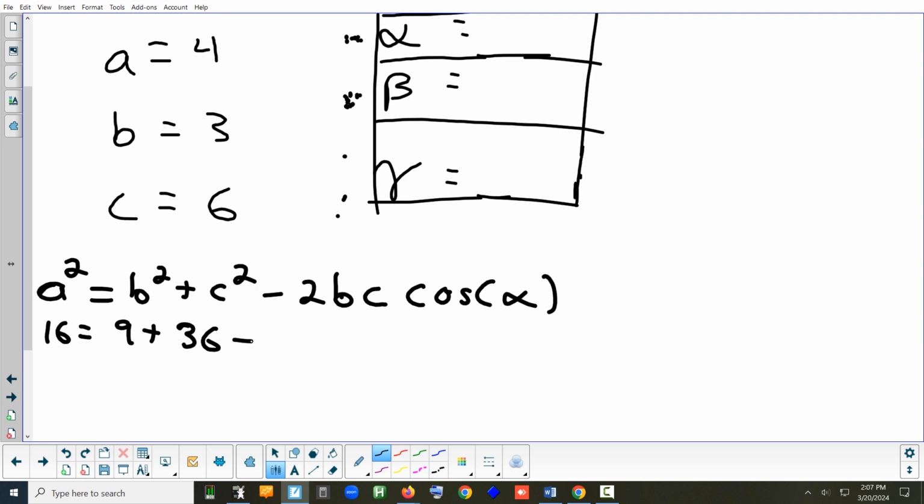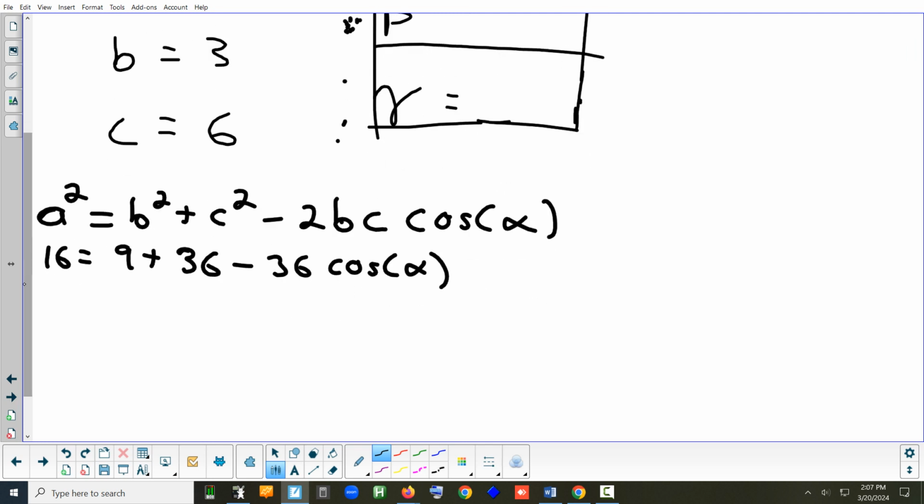Well, what's 2 times B? 6. 2 times 3 is 6. What's 6 times C? 36. Cos alpha. Okay. What's the next thing we can do there? Add like terms. All right. What do you get when you combine like terms? You get 45. 45 minus 36 cos alpha.